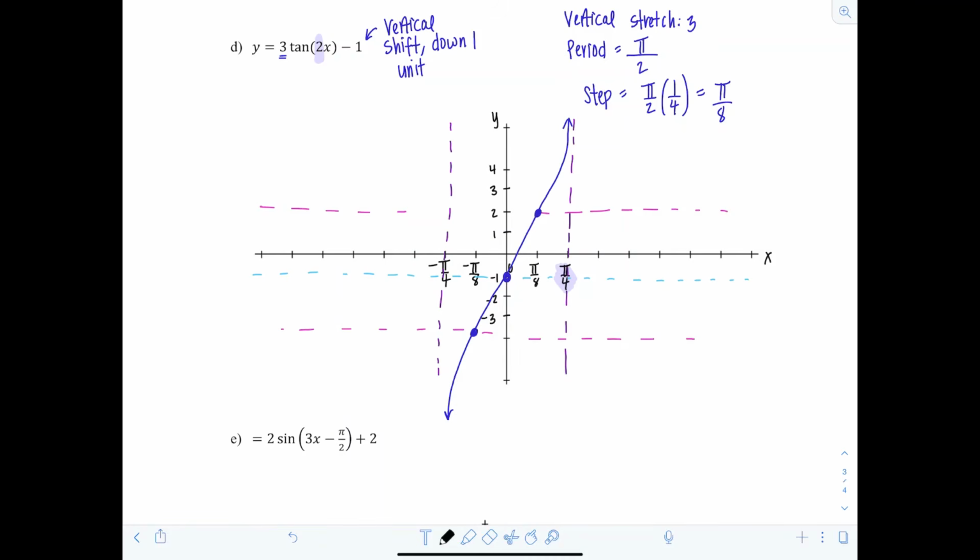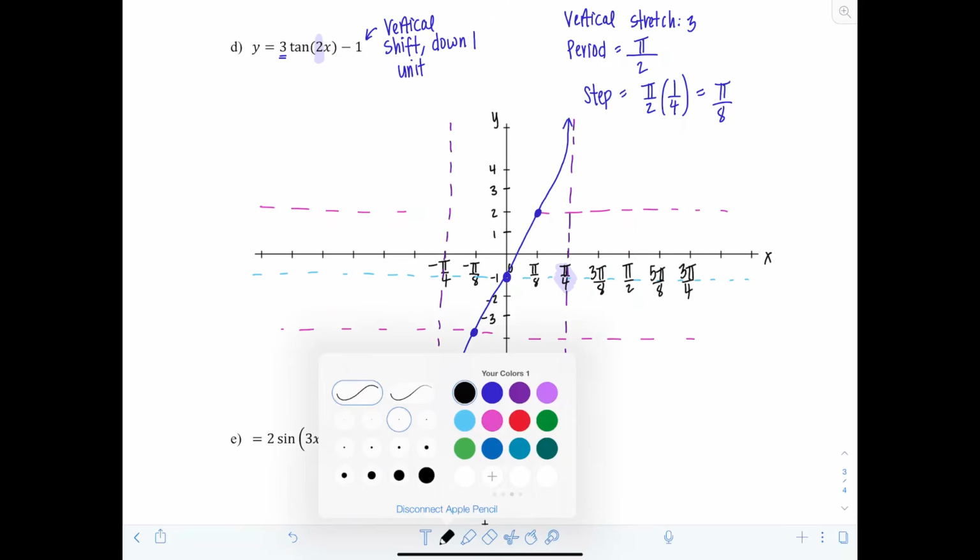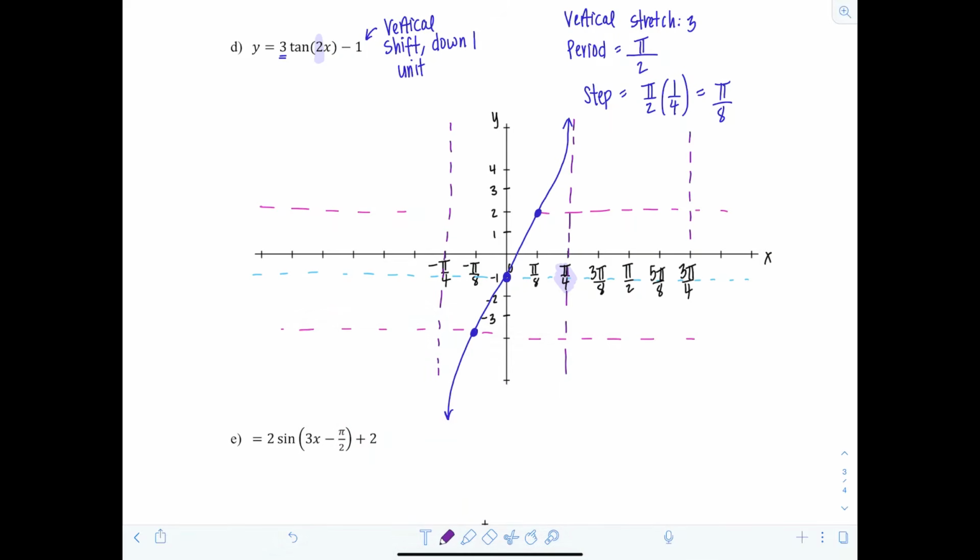So pi over 4 is 2 pi over 8. I can keep adding the steps, so add another pi over 8, that's 3 pi over 8. Then 4 pi over 8, which is pi over 2. Then 5 pi over 8. And then 6 pi over 8, which is 3 pi over 4. So that's where my next vertical asymptote is going to go. And then halfway between at pi over 2, I'll plot the middle line at -1. At 5 pi over 8, we plotted at y equals 2. And then at 3 pi over 8, -4. And then connect everything. Don't forget your arrows.